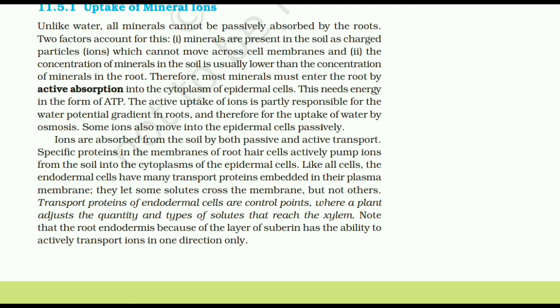the endodermal cells have many transport proteins embedded in the plasma membrane. They let some solutes cross the membrane but not others. Transport proteins of endodermal cells are control points where a plant adjusts the quantity and type of solutes that reach the xylem. Note that the root endodermis, because of the layer of suberin, has the ability to actively transport ions only in one direction.